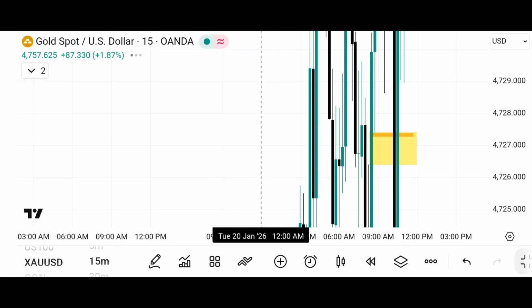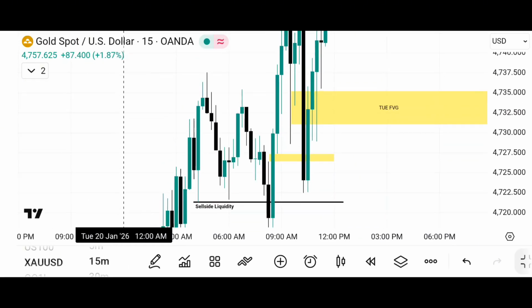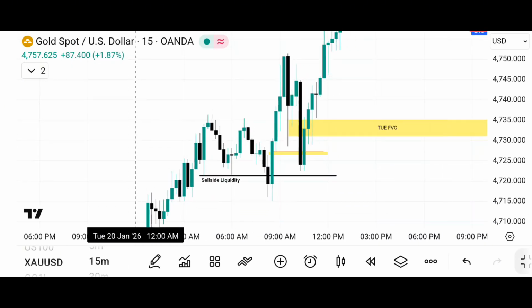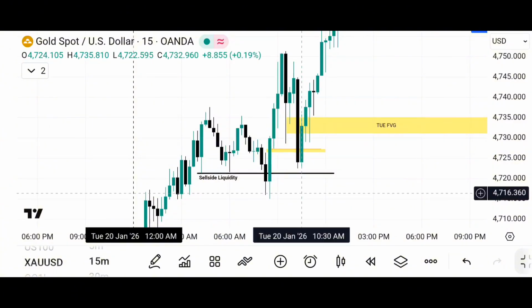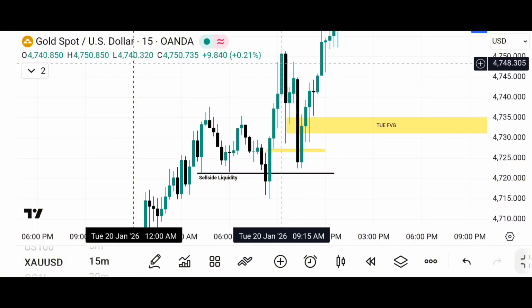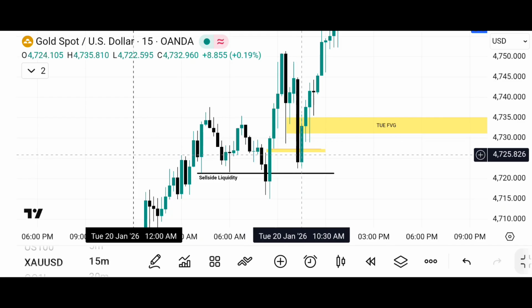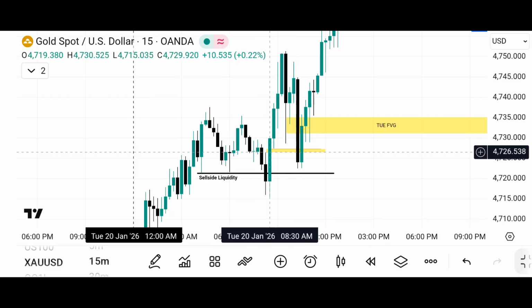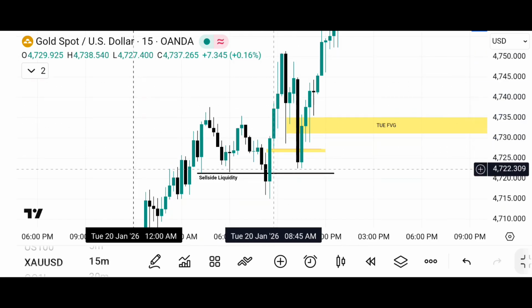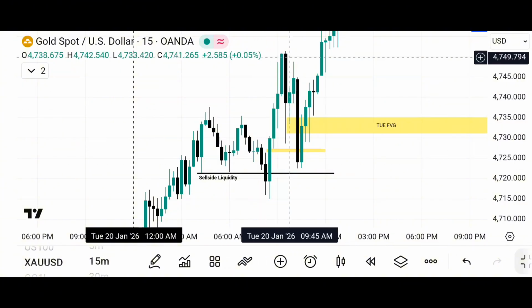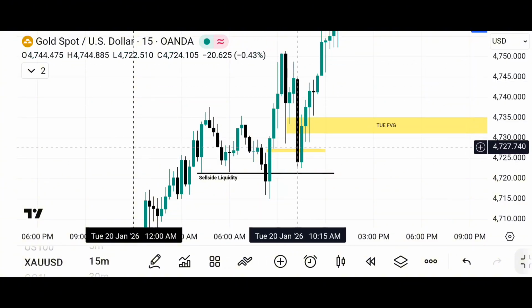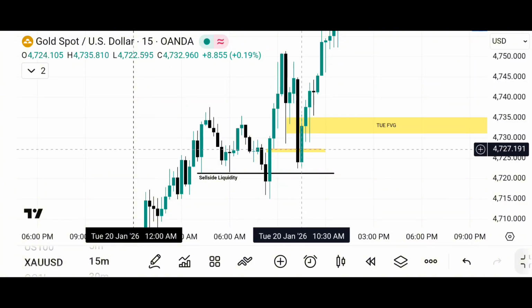Now this is a 15-minute fair value gap. You can see it clearly. And price rallied down to the 15-minute. Sorry, what am I saying? Price rallied down to the fair value gap created after this strong displacement up, this strong rally up, this strong movement up. Price finally rallied down into the fair value gap.